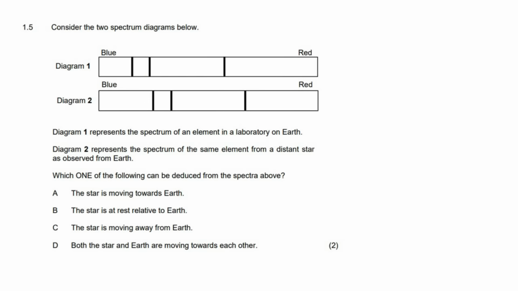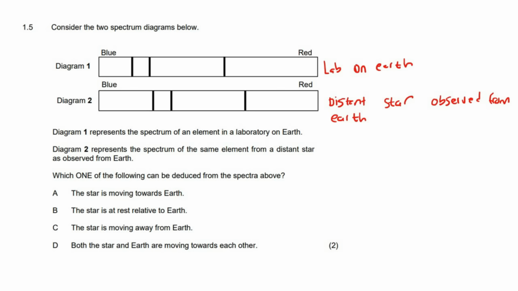Consider the two spectrum diagrams below. Okay, so we have a diagram 1 and a diagram 2. We've got blue and we've got red, and then we've got some lines. It says that diagram 1 represents the spectrum of an element on Earth. Diagram 2 represents the spectrum from a distant star as observed from Earth. Okay, so this one here is from a distant star, but it's being observed from Earth. I'll explain this now. And then this one, the top one, is in the laboratory, in the lab on Earth.